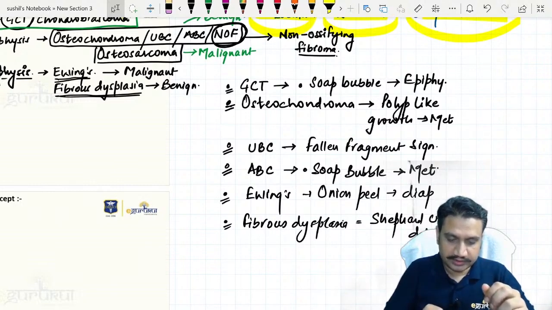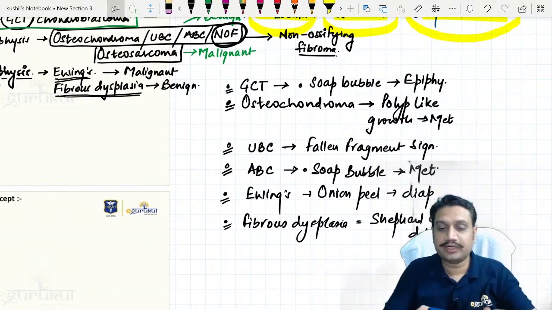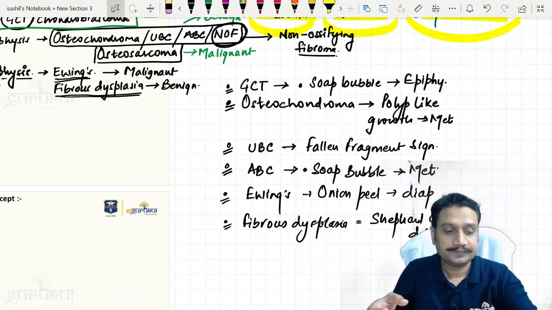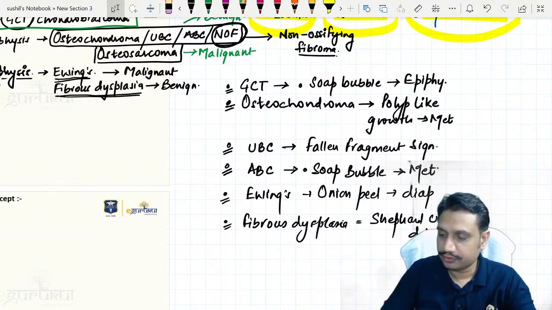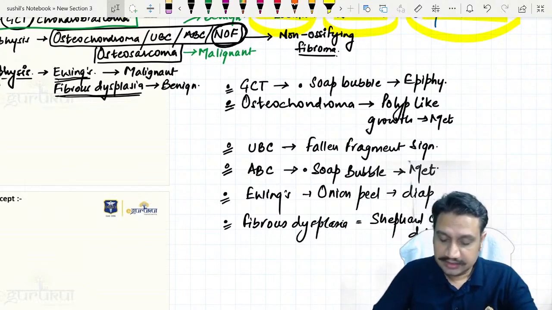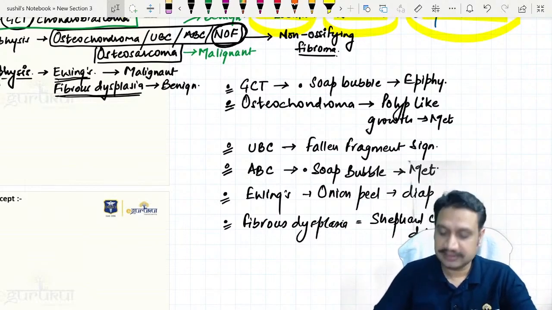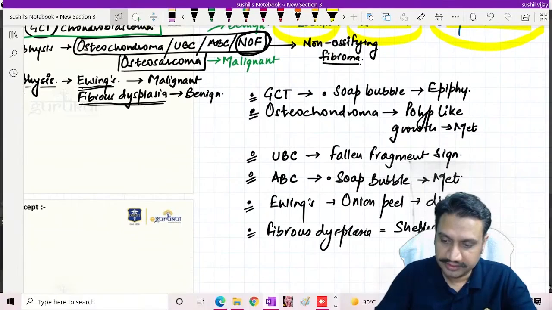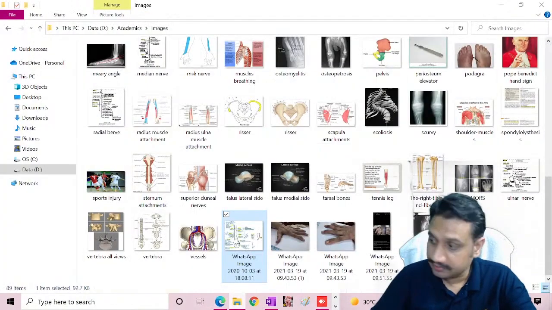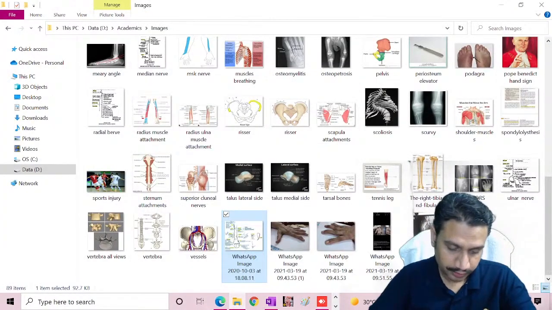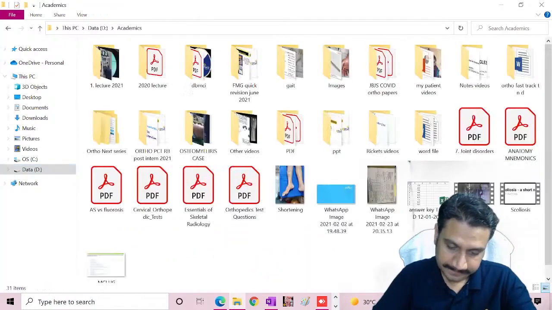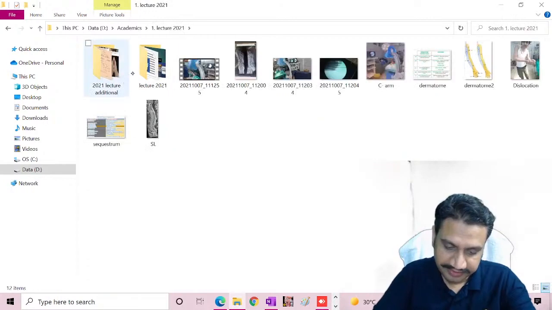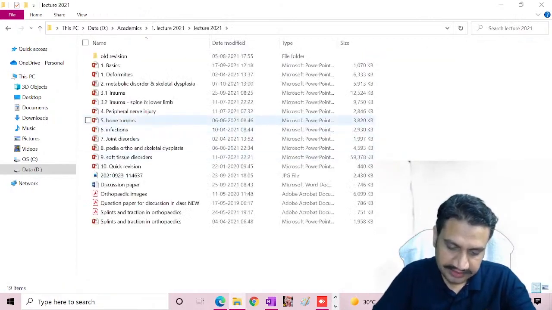This is what I want. These are the important things that you need to remember. I have put a photo in your group also. Right, let me show you all these images one by one and then I'll move on to the next part. Let me open up the bone tumors and I'll show you all these that I've mentioned, how they look like.